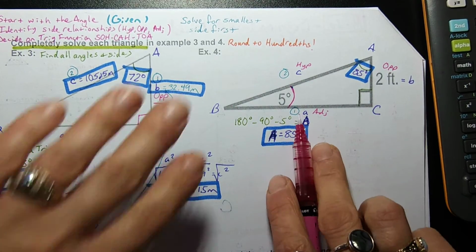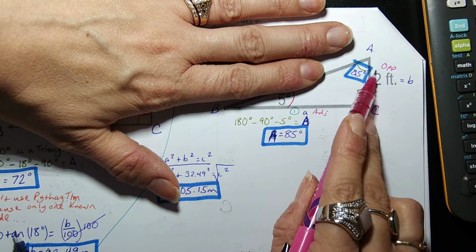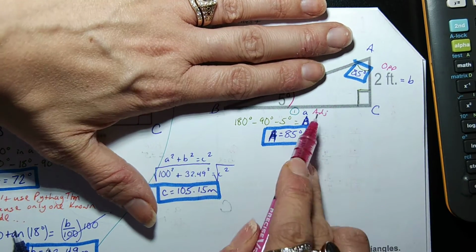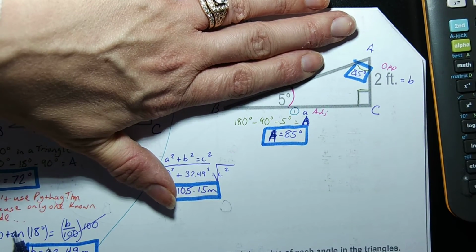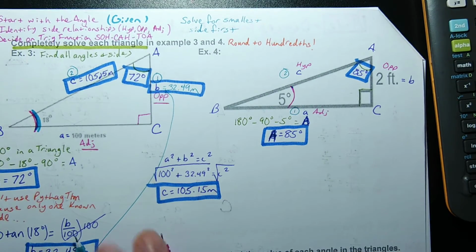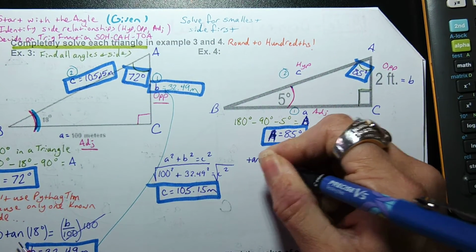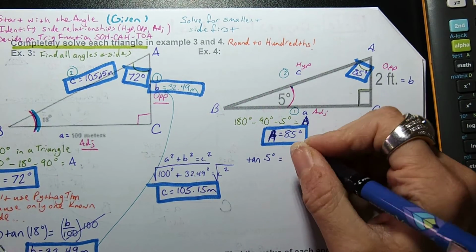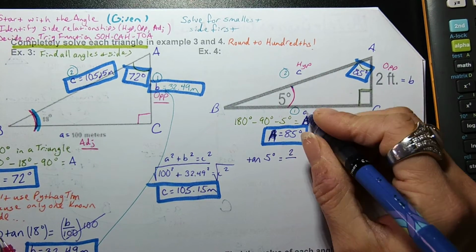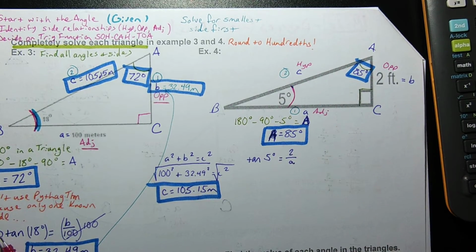So solving for side A first, if I have opposite and adjacent sides, what trig relationship am I going to use? Sine, cosine, or tangent? Tangent, for TOA. So tangent of the angle, 5 degrees, is equal to opposite 2 over adjacent A. Now, a lot of times this setup really throws students. They're like, the variable is on the bottom. So flip of what we had over here with the variable on the top.